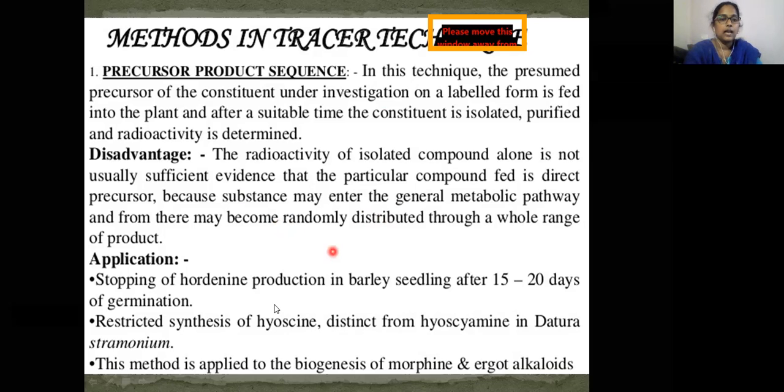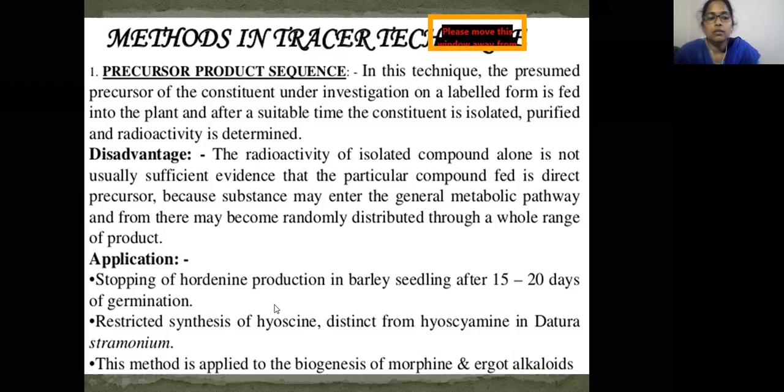So next is applications. It is used for stopping hardening production in barley seeds. The barley seeds or seedlings, after 15 to 20 days of germination, generally produce hardened. By using these radio labeled isotopes, you can stop or prevent the formation of hardening in the barley seedlings. That is one example.